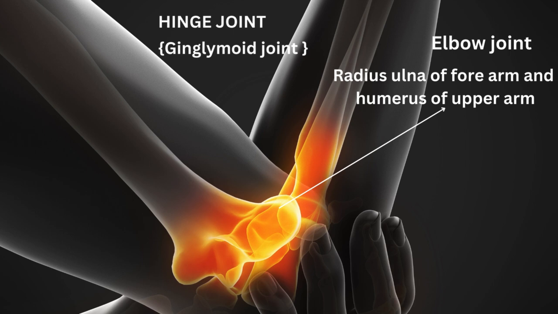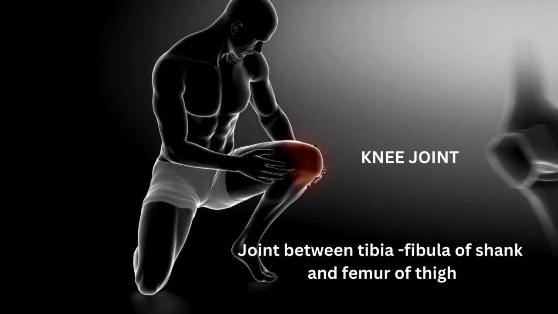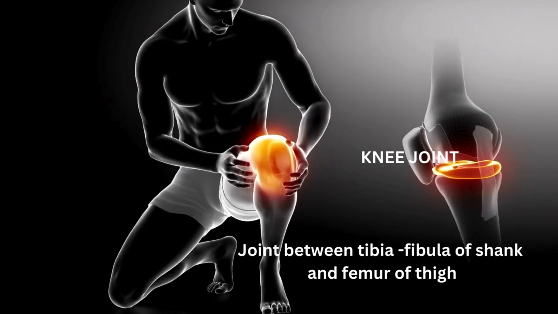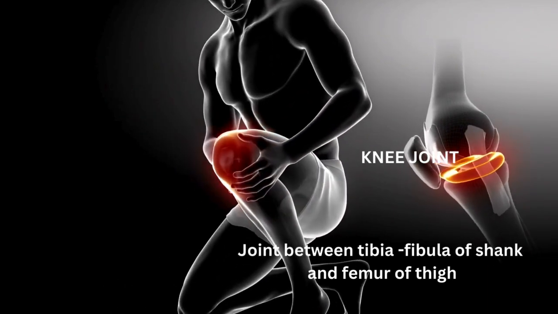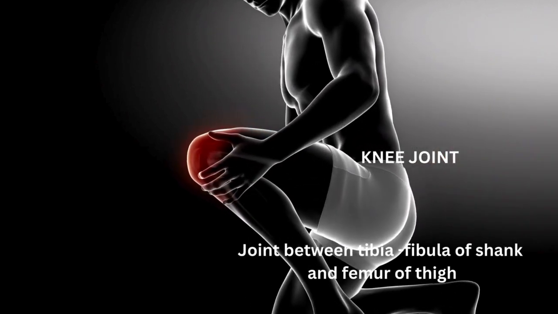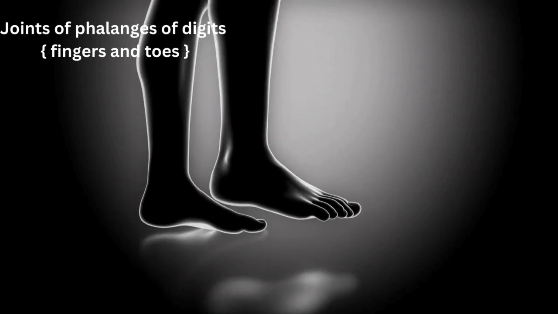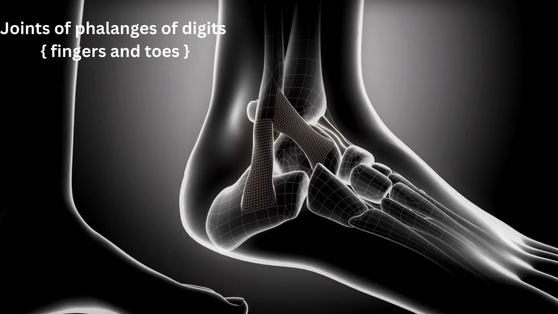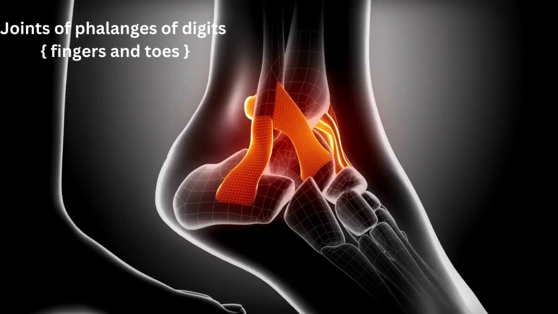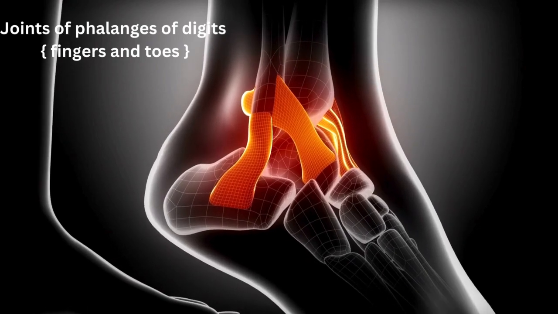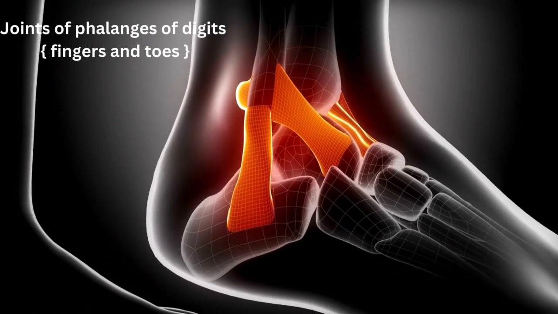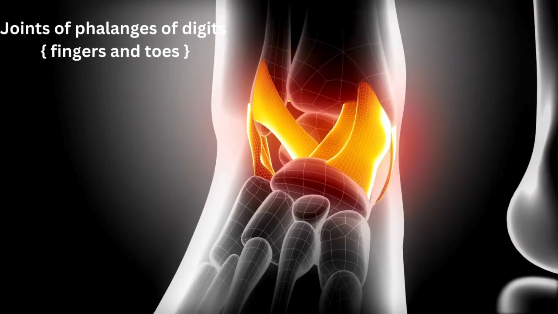For example, if you take the elbow joint, you have the radius and ulna of the forearm and the humerus of your upper arm where the elbow is made. In the same way you have the knee joint, between the tibia and fibula of the shank. So this is an example of the elbow joint. This is an example of fingers and toes, where you have the joints of your digits. They also come under the example of the hinge joint.